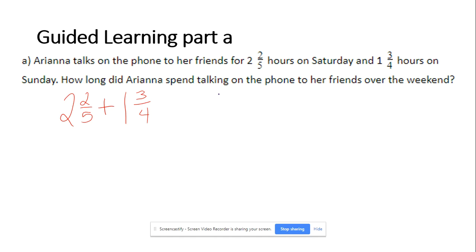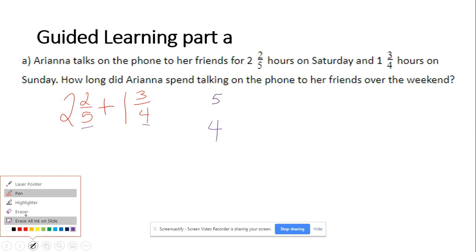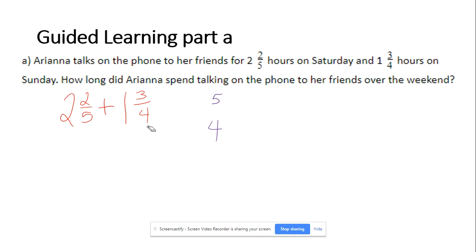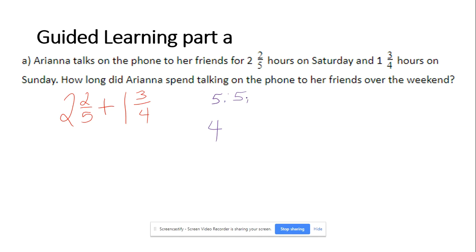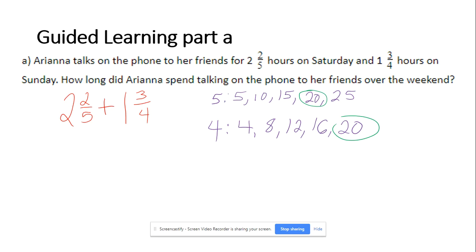We're going to start by listing our multiples of 5, because that's the denominator here, and of 4, because that's the denominator here. So we're going to be listing the first 5 multiples of 5 and 4. 5 would be 5, 10, 15, 20, and 25. 4 is going to be 4, 8, 12, 16, and 20. Looking at both lists, I can see that the smallest number that's in both lists is 20. So I know my common denominator is going to be 20.